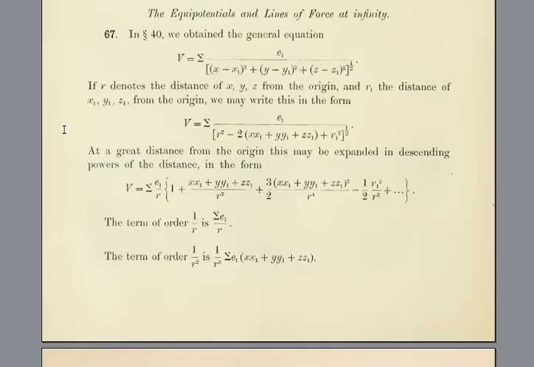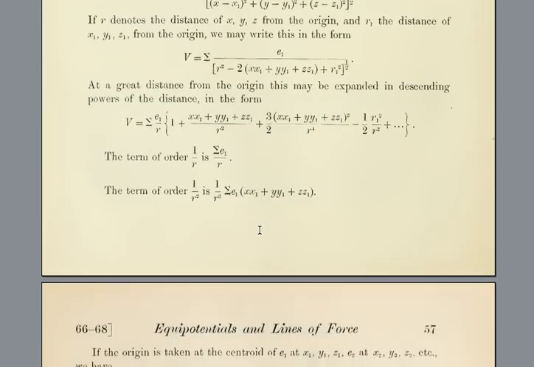squared minus 2 times the sum of the products of the coordinates x, y, and z with their respective charge positions x sub i, y sub i, z sub i, plus r sub i squared. At a great distance from the origin, this may be expanded in descending powers of the distance in the form potential equals sum of charges divided by r plus sum of charge times its respective coordinate positions divided by r squared, plus 1/2 of sum of charge times the square of its respective coordinate positions divided by r cubed, and so on. The term of order 1 divided by r is simply the total charge divided by r.